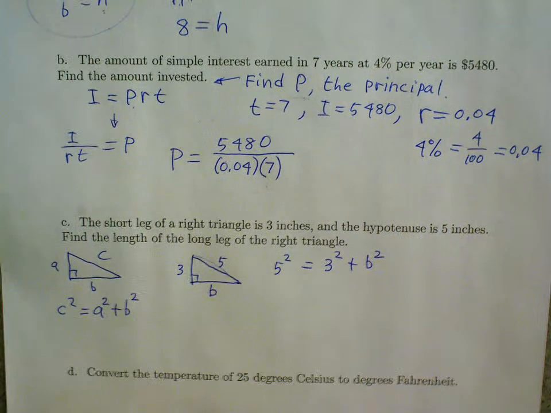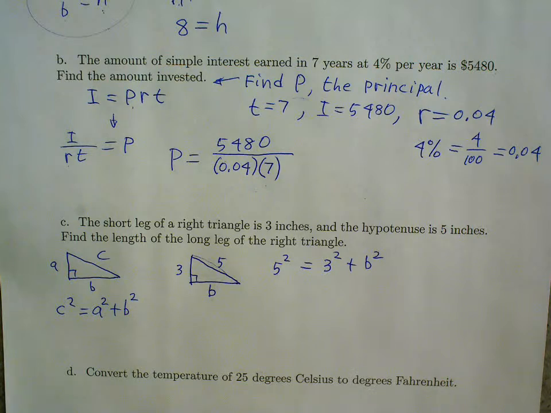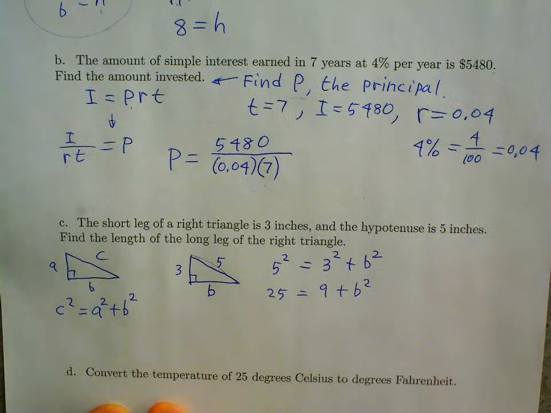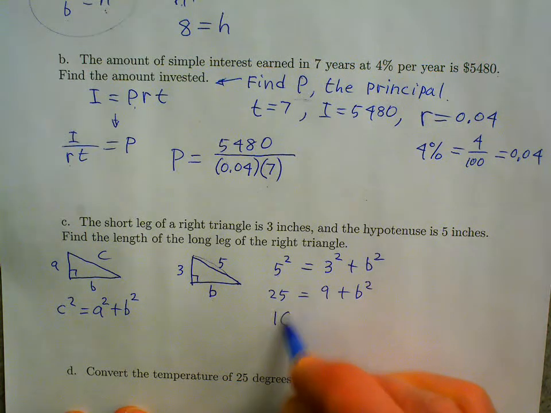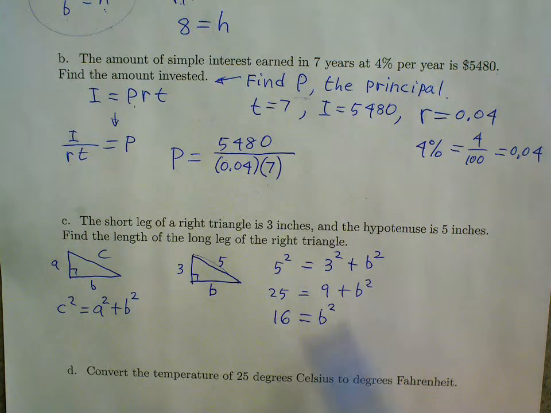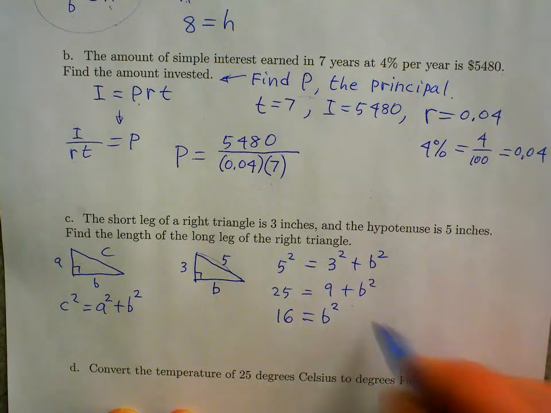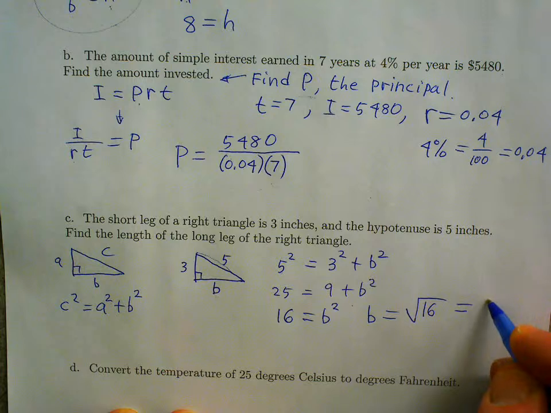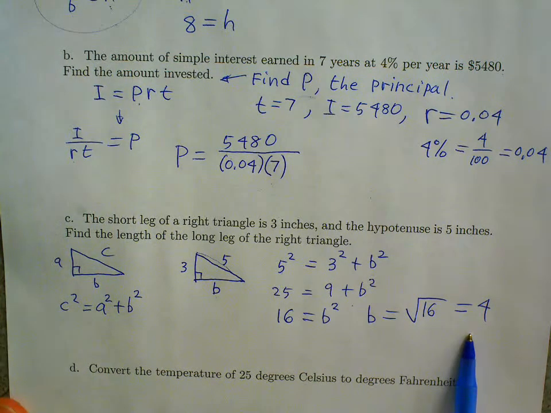5 squared, we haven't really talked about exponents yet. 5 to the second, what does that mean? 5 times 5? Yeah, 5 times 5, which is 25. And that's equal to 3 times 3, which is 9, plus b to the second. And then subtract 9 from both sides, we get 16 equals b to the second. And so we want b to be the positive number which, when raised to the second power, is equal to 16. So what positive number would you raise to the second power to get 16? 4. Yeah, 4. Or the positive square root of 16. So b is equal to the principal square root of 16, or the positive square root of 16. So the long leg is 4 inches.